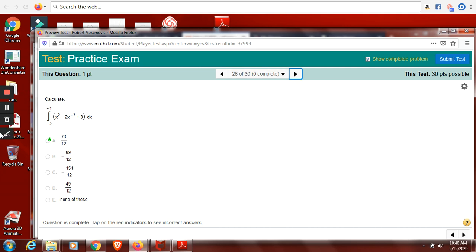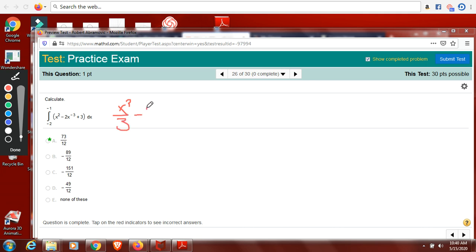This, however, is a definite integral. And to evaluate it, we need to first find the antiderivative of this function. And here, because we're evaluating at the upper bound and the lower bound, we're evaluating a definite integral, we don't have to worry about the integration constant, or constant of integration c. So here the antiderivative is x cubed over 3 minus 2 times x to the negative 2 all over negative 2 plus 3x.